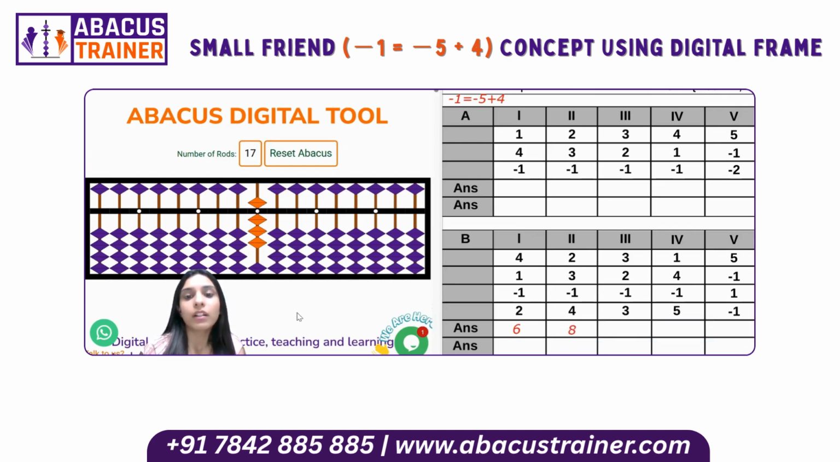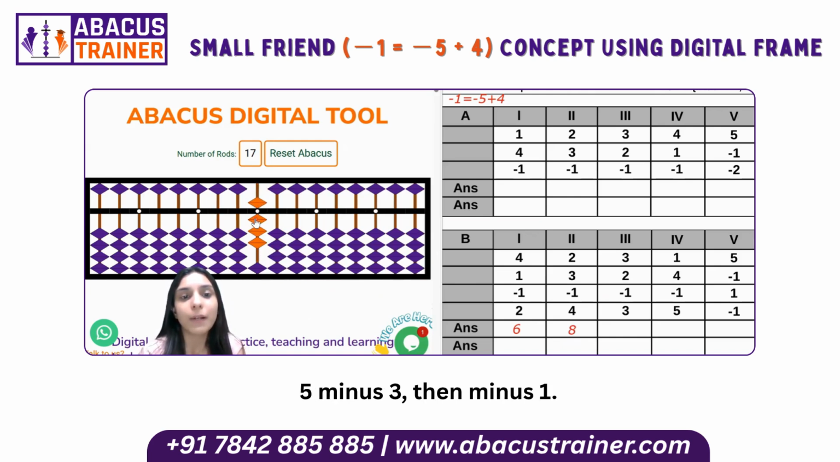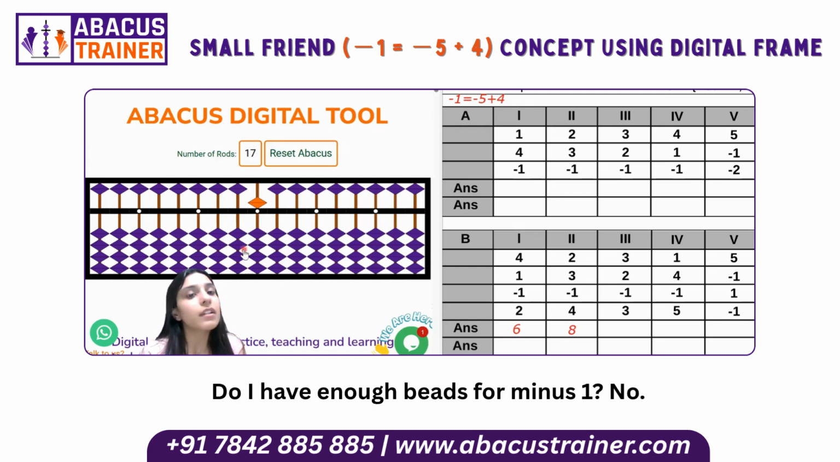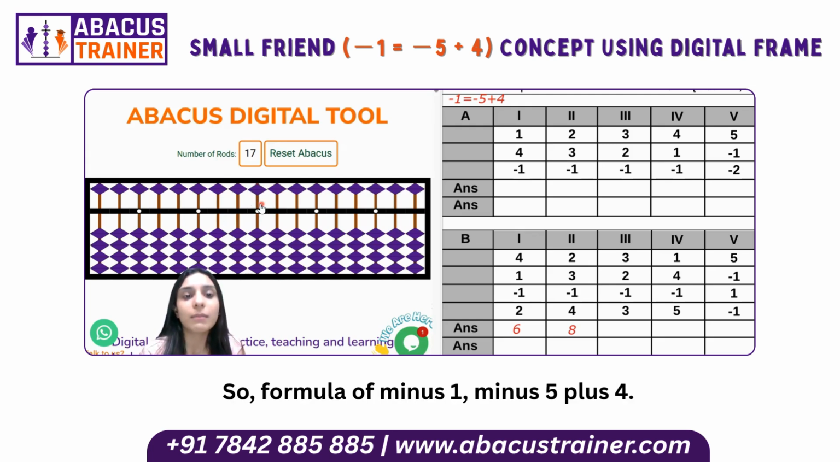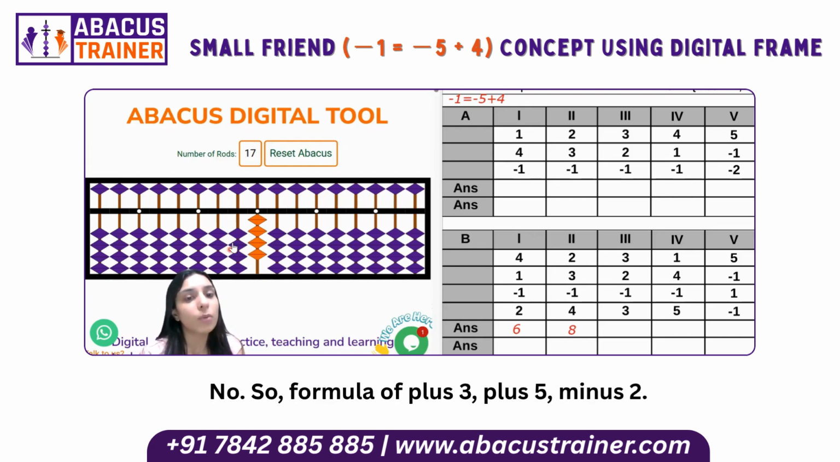Next question now. 3, added 3. Then 2. I don't have enough beads for 2. So formula of 2: plus 5 minus 3. Then minus 1. Do I have enough beads for minus 1? No. So formula of minus 1: minus 5 plus 4. Now plus 3. Do I have enough beads to do plus 3? No. So formula of plus 3: plus 5 minus 2.